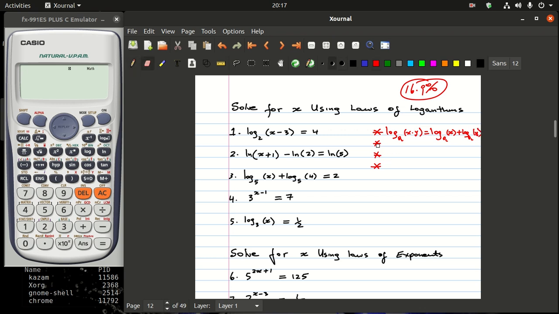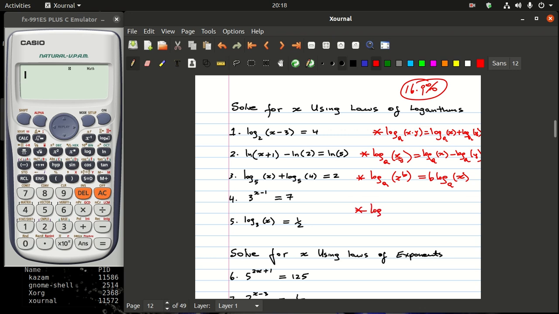And then if I have log base a of x divided by y, I should get the same answer if I take log base a of x minus log base a of y. The third one is saying if I have log base a of x to the exponent b, I can always bring down this b in front and still get the same answer, b log base a of x.